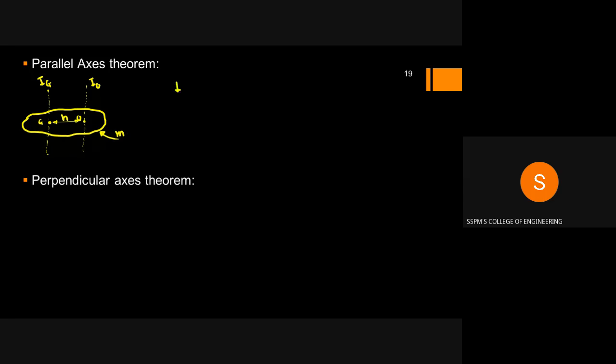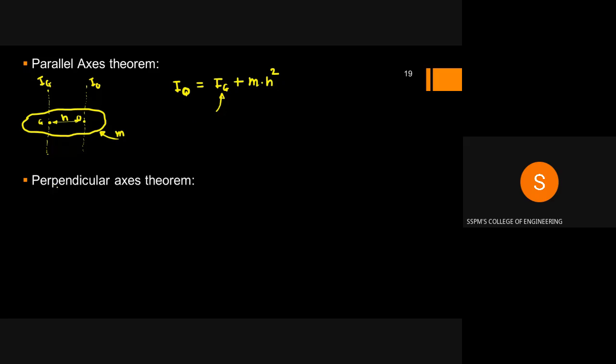Then the parallel axis theorem is, IO is equal to Ig, moment of inertia about the center of gravity, plus mass of the object times the square of the distance between the two parallel axes. So it is mh square. IO is equal to Ig plus mh square. In this case, we must know the centroidal moment of inertia, that is Ig, and the mass of the object and distance between the two parallel axes.